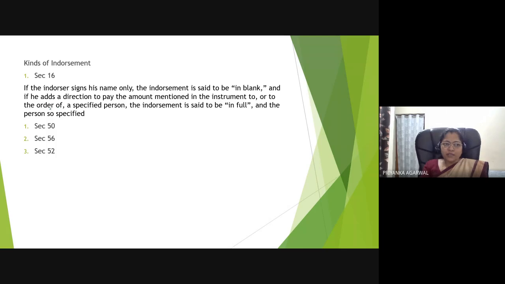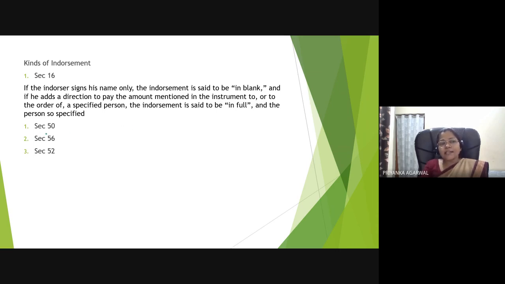Kinds of endorsement. For understanding the kinds of endorsement, you have to go through these sections: section 16, section 50, section 56, and 52. They talk about different types of endorsement. Section 16 says that if the endorser signs his name only, the endorsement is said to be in blank. And if he adds a direction to pay the amount mentioned in the instrument to, or to the order of, a specified person, the endorsement is said to be in full, and the person so specified.